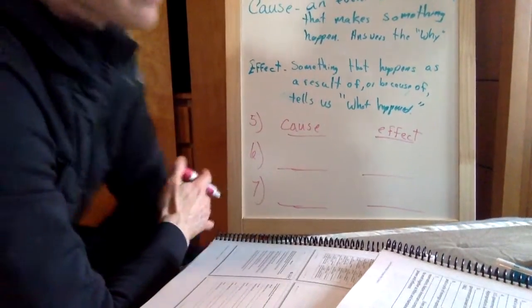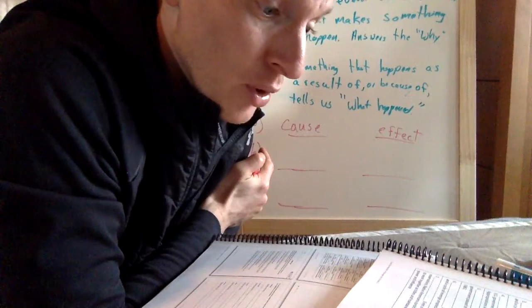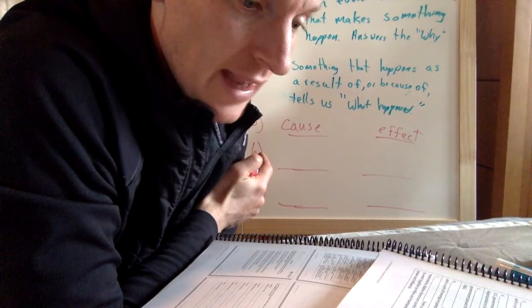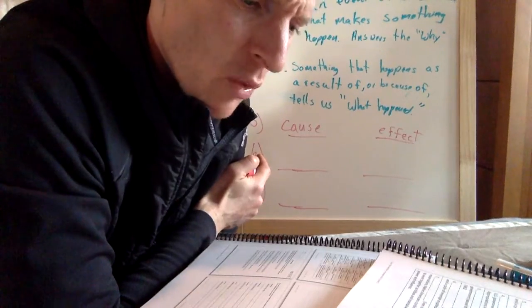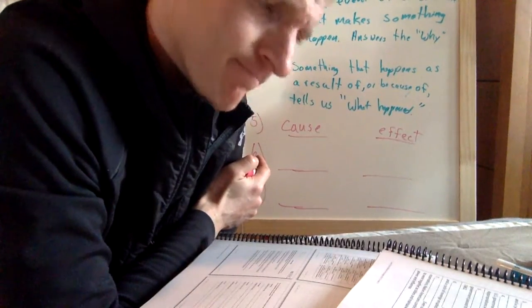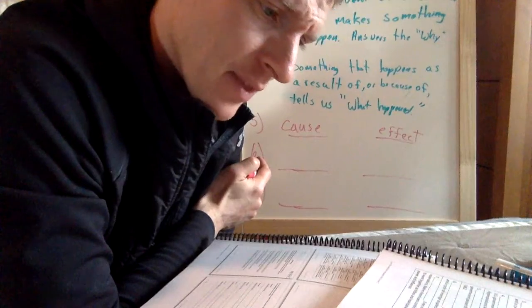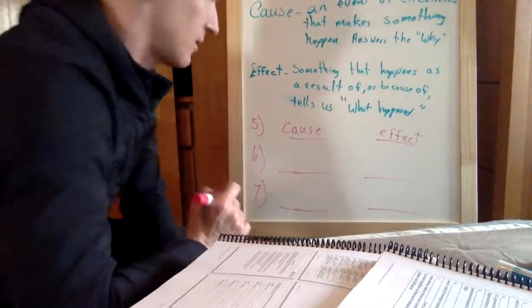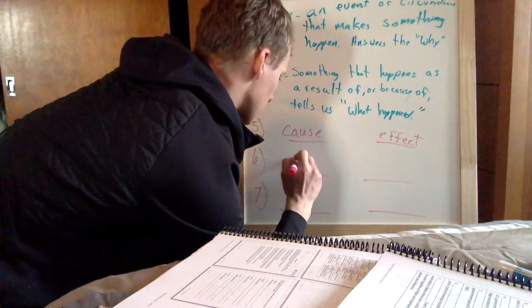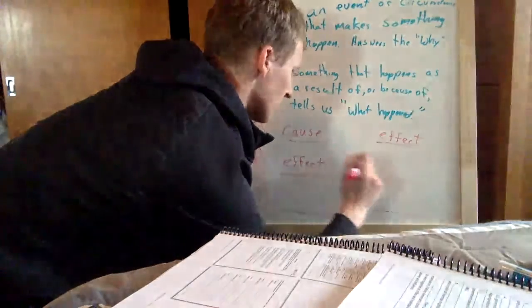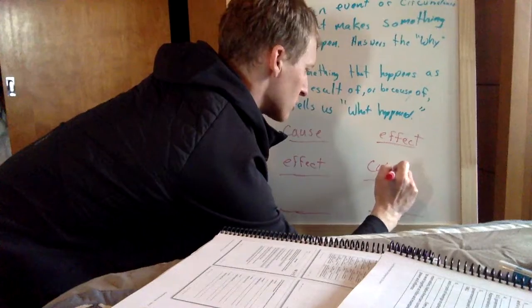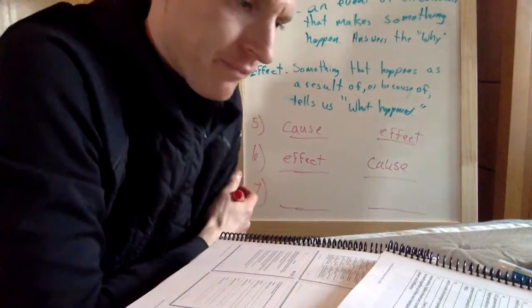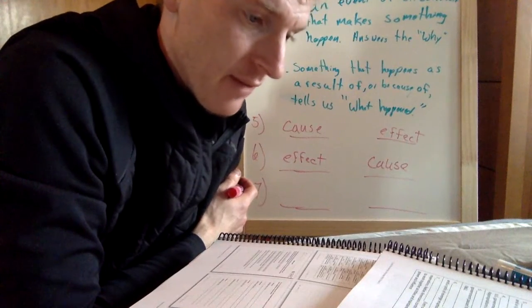Number 6. Brutal fighting and a cycle of revenge erupted because there was a land rush of new settlers in the West. Yeah, the land rush happened and then the brutal fighting was the effect of it, right? So 6 starts with the effect. And then the cause was because everyone was moving over there. Okay?